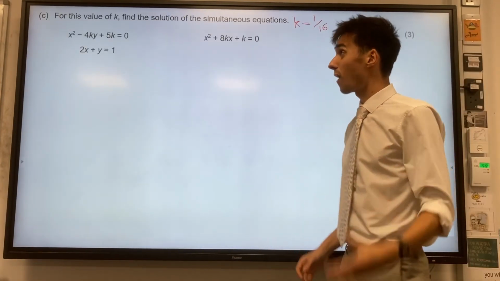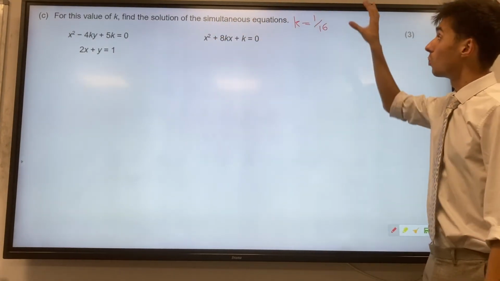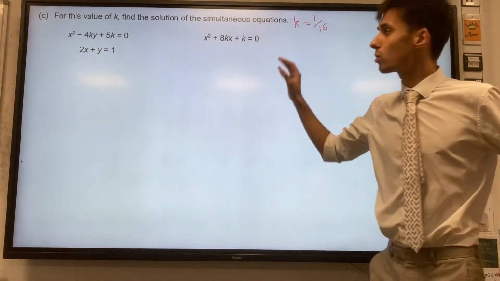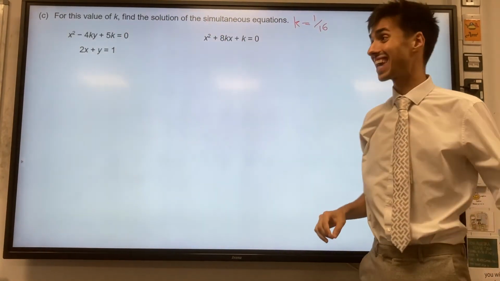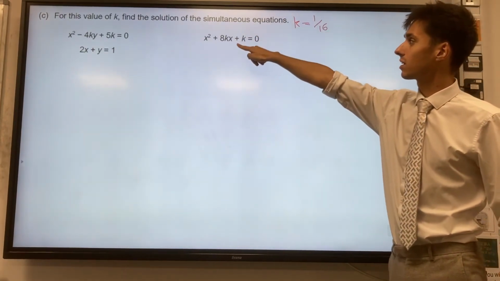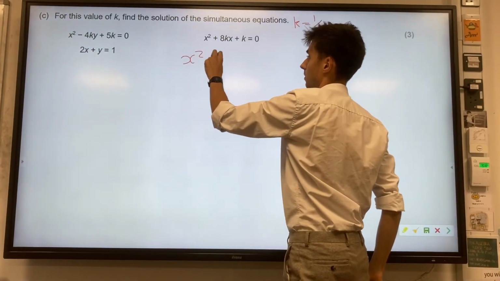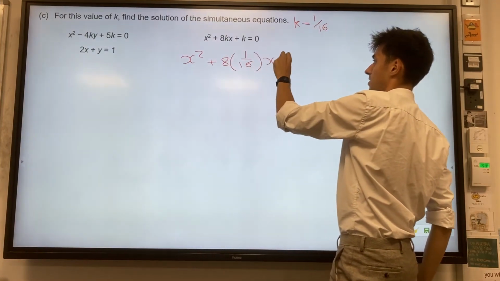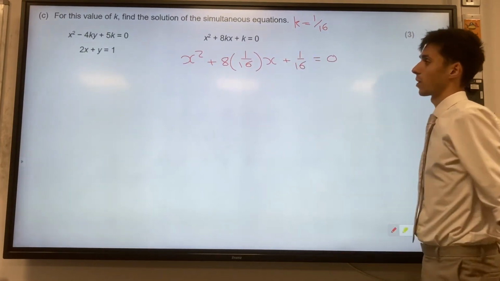For the third and final part of this question, for our value of k, which we found to be 1/16, we now want to solve the original two simultaneous equations. We're not going to go straight back to those at the moment. We're going to use this equation here, which was in x and k, to help us get there. So our first step needs to be substituting k equals 1/16 into here. So we will get x squared plus 8 times 1/16 times x plus k, which was 1/16, equals 0.